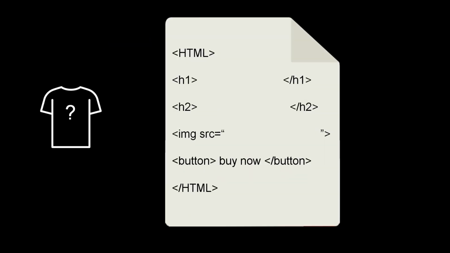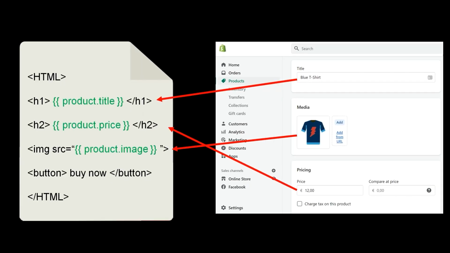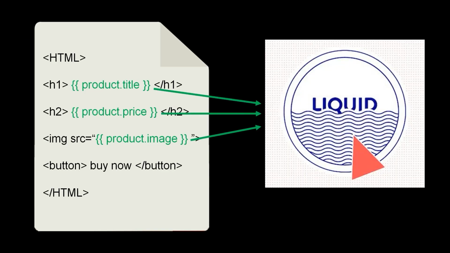Because then we would just need to create the page once, and for the price, the title, etc., we would then need some sort of a dynamic placeholder so that we can grab the right data depending on the product that's currently viewed. And this product data is available on the Shopify backend anyway. And believe it or not, that's exactly what Shopify Liquid is.